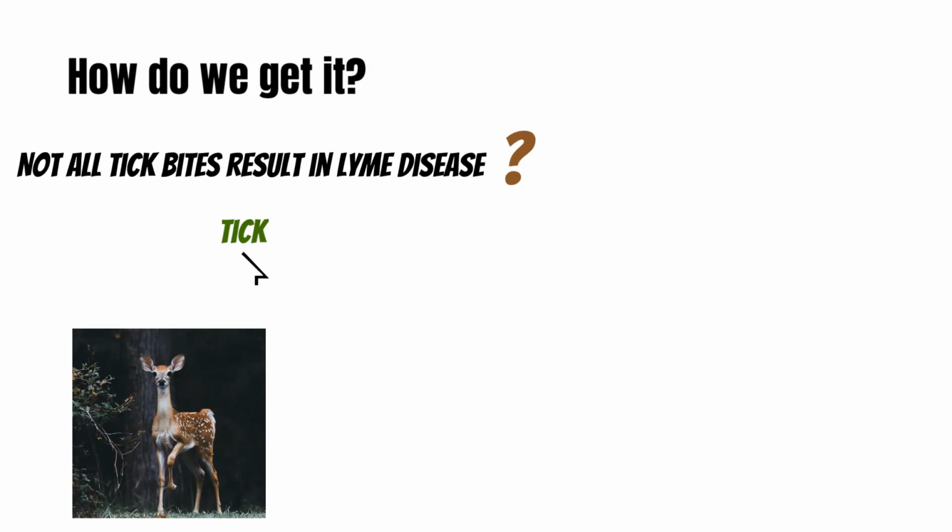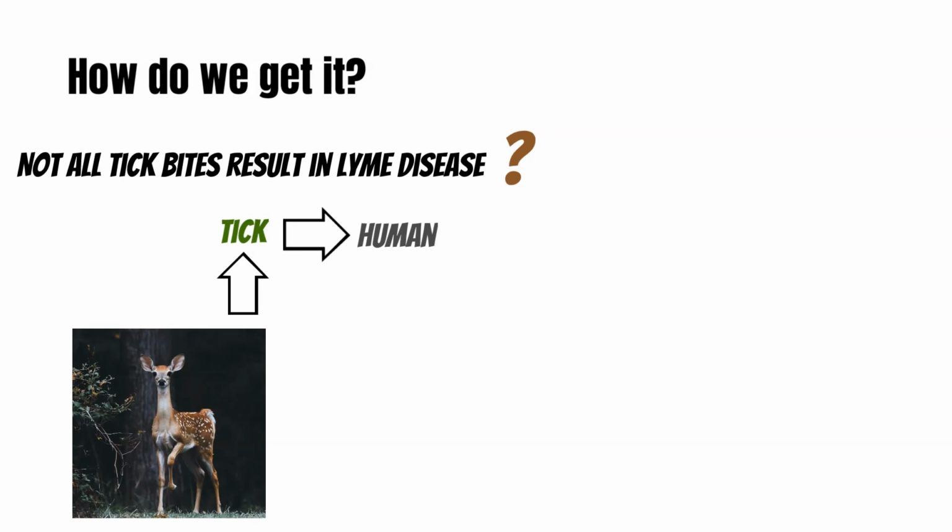So the tick gets it from the deer or the mouse or the hedgehog, and then it carries it over to a human. Over here in the UK, around 10% of ticks carry Lyme disease. So it's really not even that big of a number. So 1 in 10 ticks.